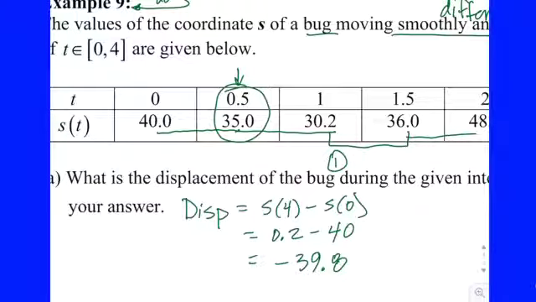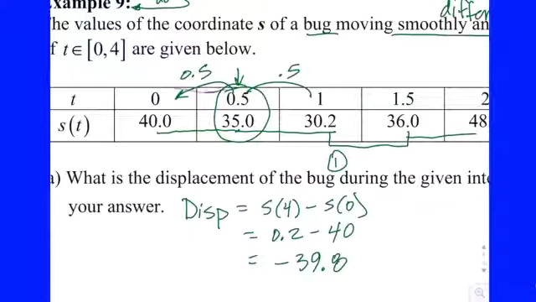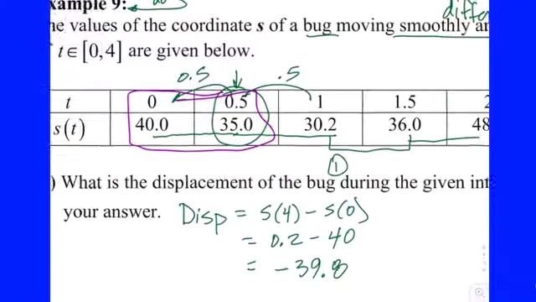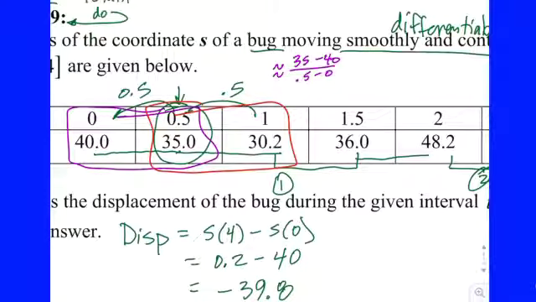There are 3 different acceptable ways to do this, okay? If you look to the left and right, each of those are a half unit away. So the x spacing is uniform in this case. If it's uniform spacing, you can use the point of interest and the point to the left. I'm going to write that up here. I'm just going to put approximately for now. That could be approximately 35 minus 40 all over 0.5 minus 0. You can use the point of interest and the one to the right. That would be this, 30.2 minus 35 all over 1 minus 0.5.